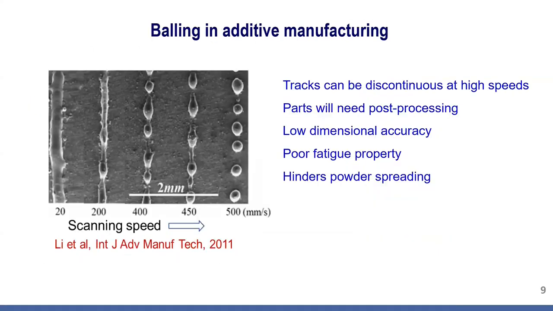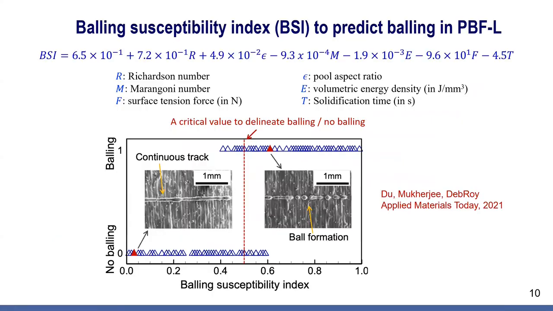So I am now switching here. Here, what you see is different scanning speed. When the speed is very rapid, you get not a continuous track, but the track breaks up into little balls. So that we call balling in additive manufacturing. And these require post-processing to clean up because of low dimensional accuracy, poor fatigue property, and it also hinders good spreading of the powder after each layer. So this is also a serious problem in the manufacturing of metallic parts by additive manufacturing.